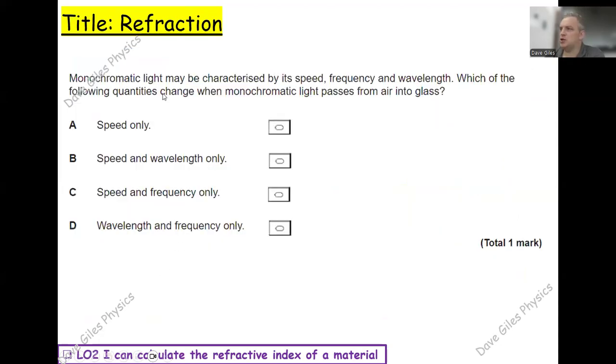So, a couple of quick questions. Monochromatic light may be characterized by its speed, frequency, and wavelength. Which of the following quantities change when monochromatic light passes from air into glass? So we know the speed changes. We know the wavelength changes. The frequency does not. So the answer is B.